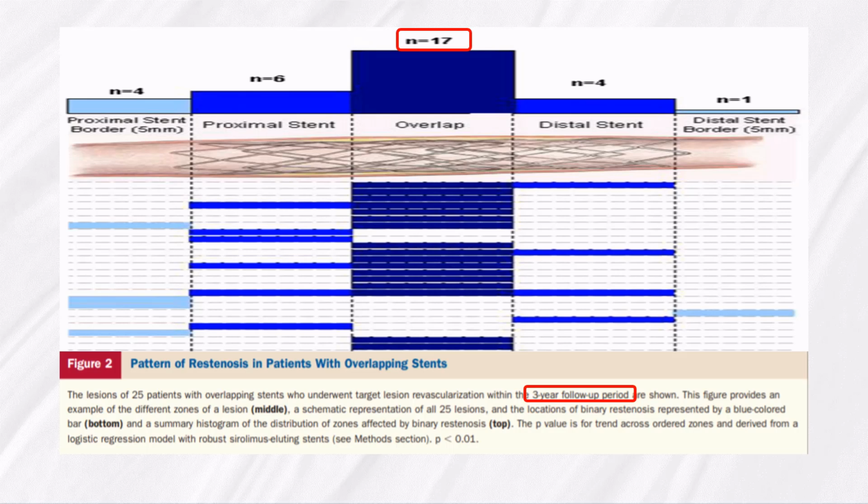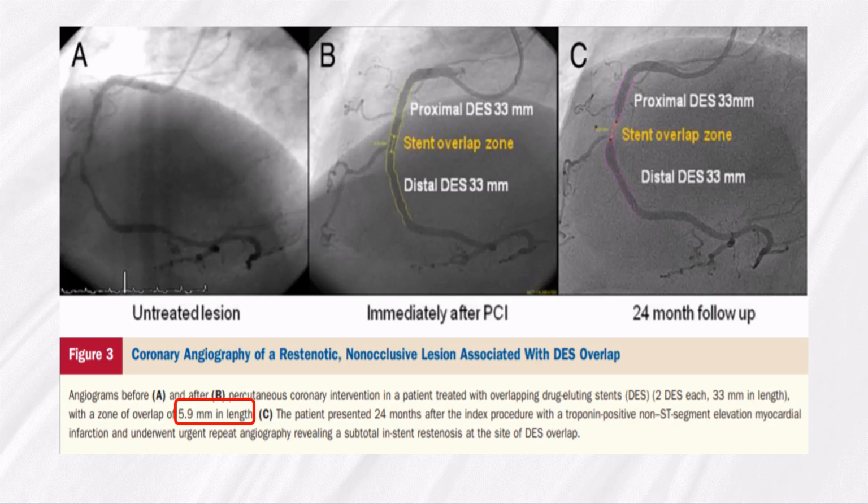In this 3-year follow-up study of patients with overlapping stents who underwent target lesion revascularization, 17 out of 25 lesions were in the overlap area. As we can see in this case, two overlapping stents in the RCA with more than 60 mm length. Only the in-stent restenosis occurred in the stent overlap area, which was about 6 mm.